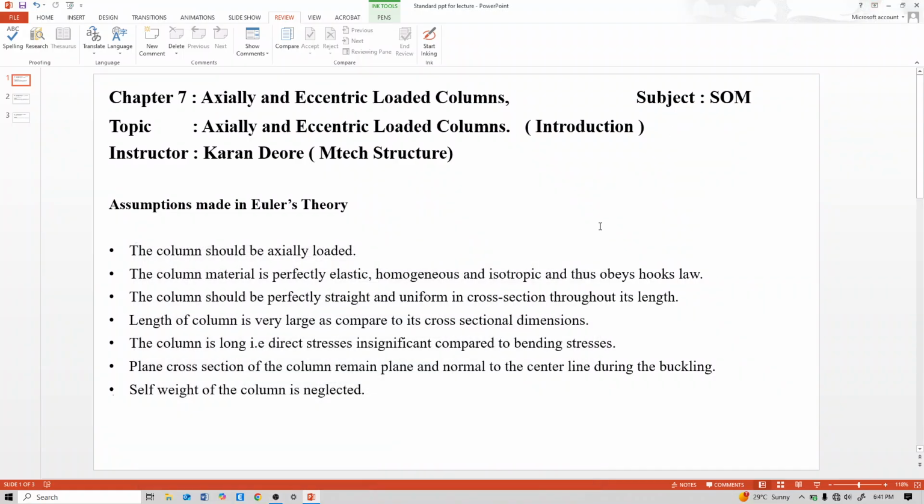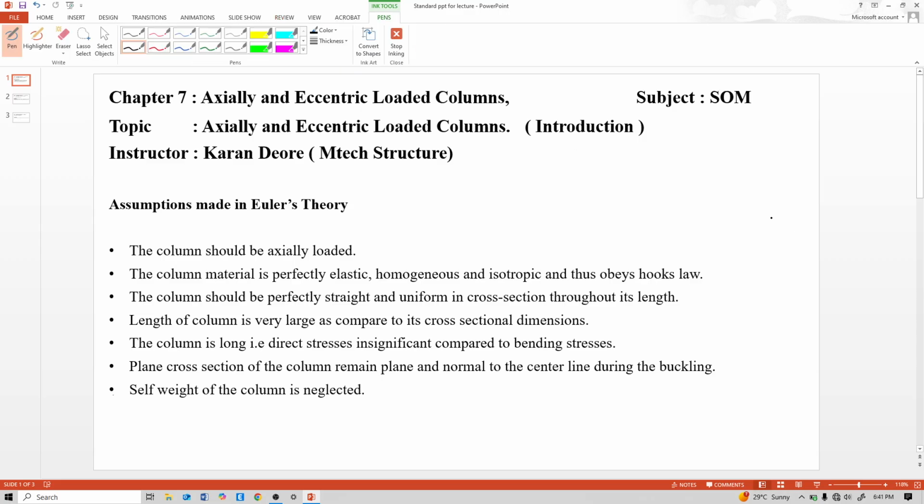Hello viewers, now we will see the assumptions made in Euler's theory. See the first bullet point: the column should be axially loaded. For that, I will give you one example. Let us assume that this is one column.